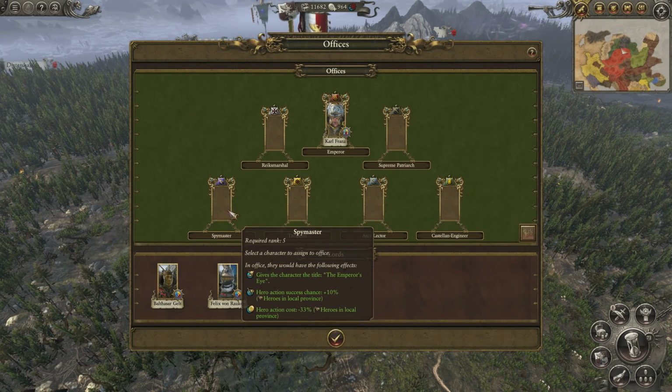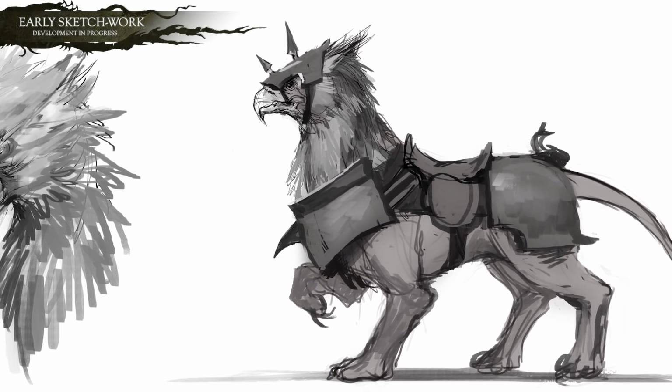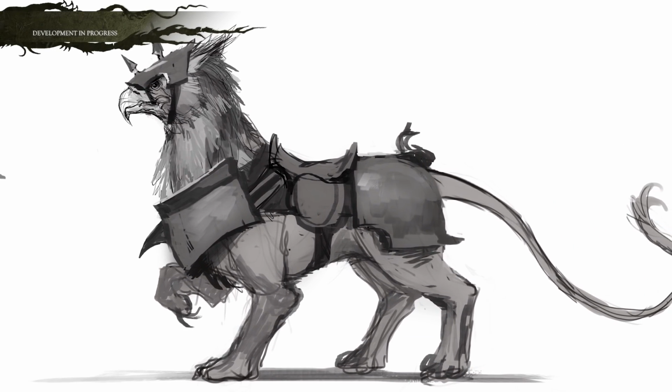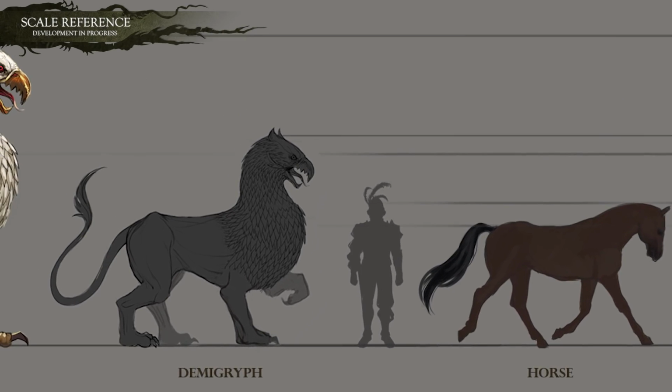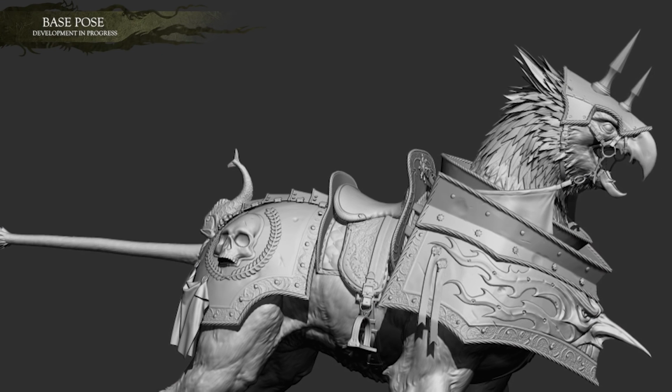Another thing that the Warhammer universe has plenty of is monsters. Usually Total War games only feature all kinds of varieties of humans. Humans on foot, humans on horse, humans on camels, and very rarely humans on elephants.